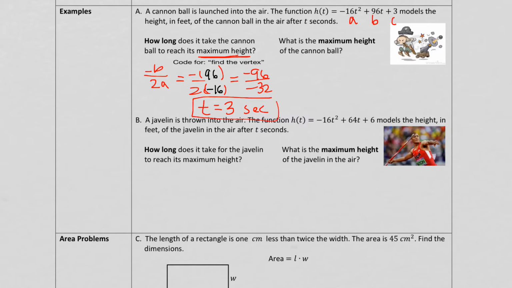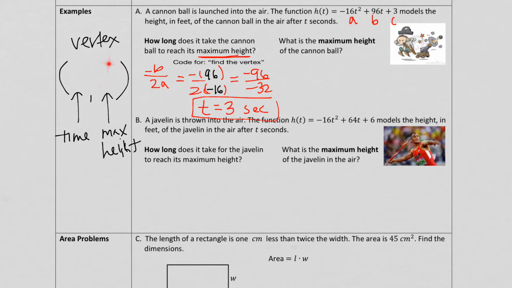If I want to find out what the actual max height is, I need to finish finding the vertex. Here on the side, here's how this works. When you find the vertex, the x-coordinate is how long, the time it takes, and then the y-coordinate would be the max height. So if I want to find the actual height it reaches, I need to find the y, or for us the k value.